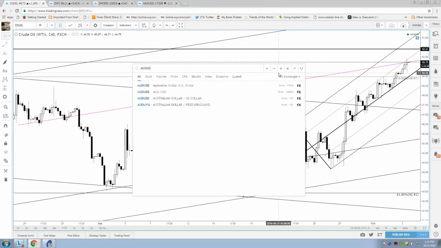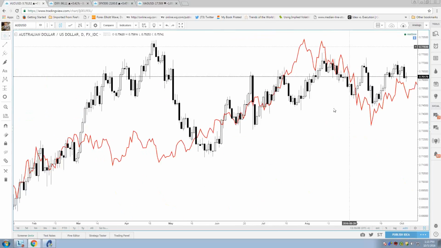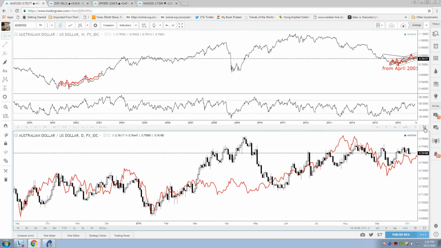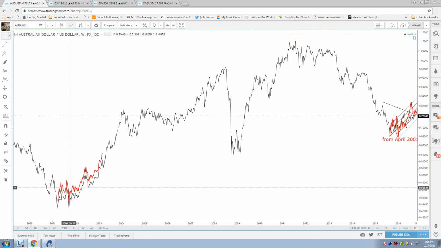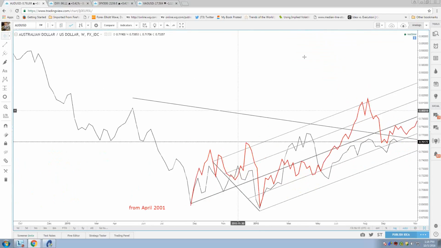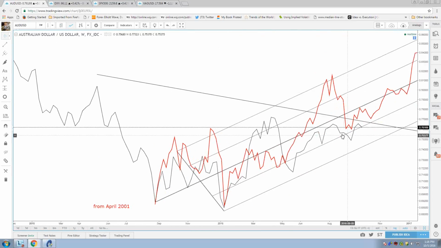If we take a look at Aussie, this is one of those analogs that we've been following for a bit, going all the way back to 2001. And here's the weekly chart of it. Again, the magnitude certainly not always the same, but the timing, especially recently, has been really spot on.